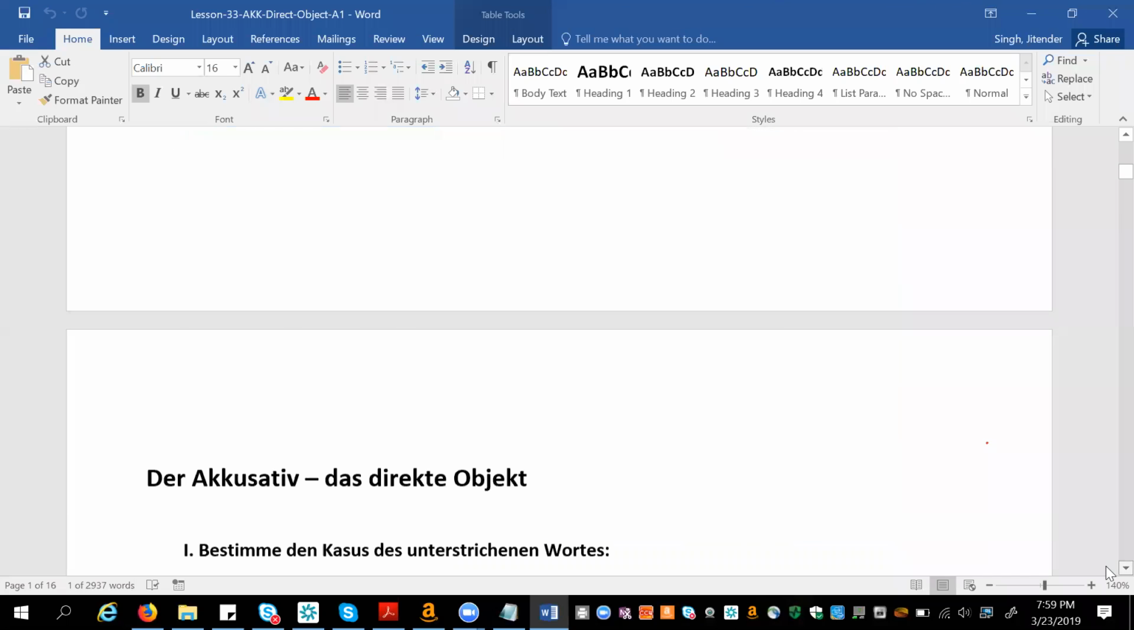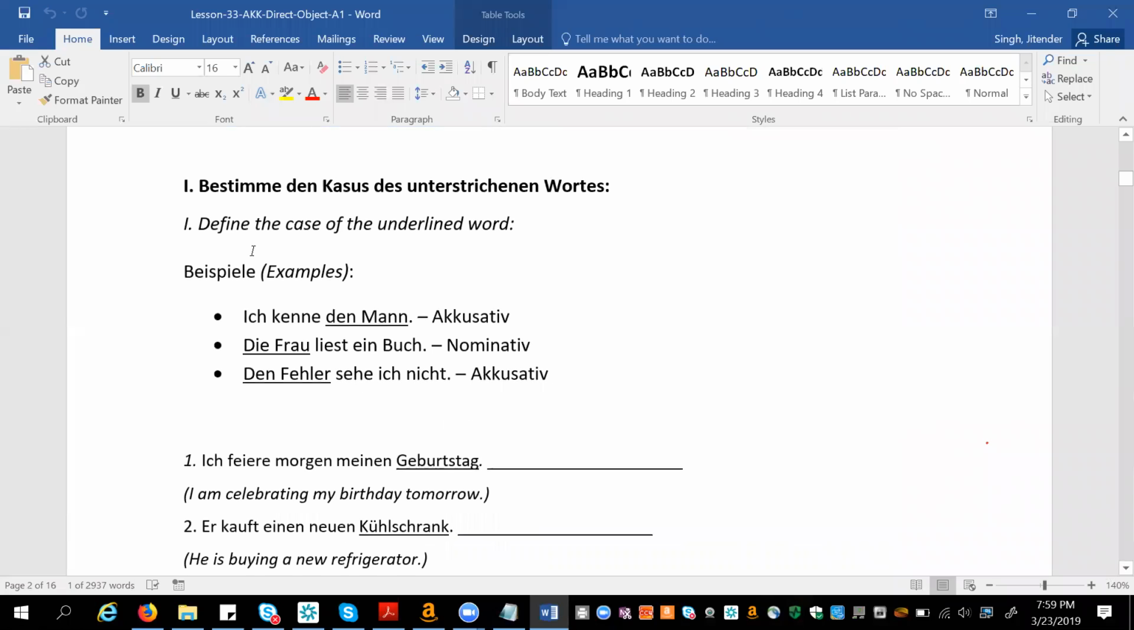Now, let's look at some cases. Define the case of the underlined word. All right. So here, ich kenne den Mann. So tell me, den Mann is what? Nominative or accusative? Accusative, because it is the direct object. I know the man. What is being verbed here? The man. I know the man. So the man is the accusative.